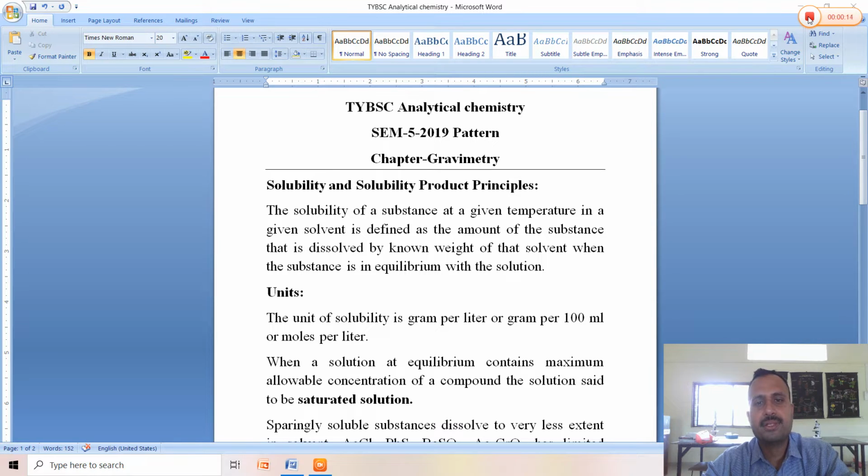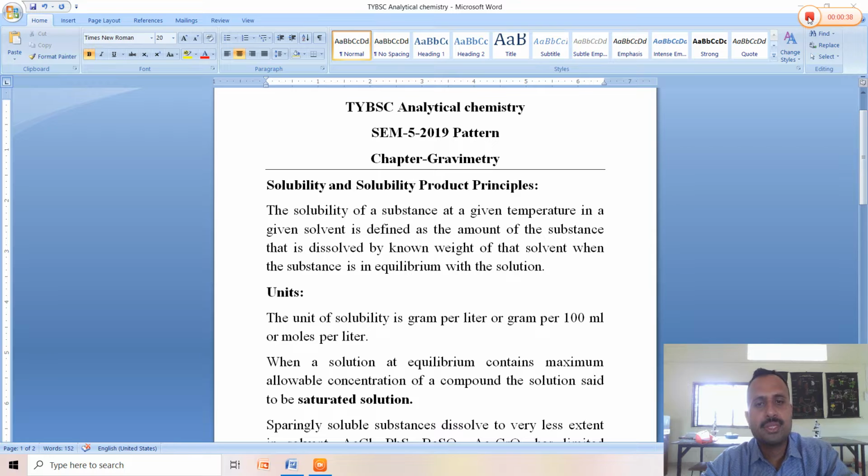And now in this lecture, we are going to learn about the chapter Gravimetry. This is chapter number 1. We have already learned some principles associated with the chapter, like common ion effect, definition of gravimetry, and the role of gravimetry in qualitative and quantitative analysis. Now here, solubility and solubility product principles we are going to study.